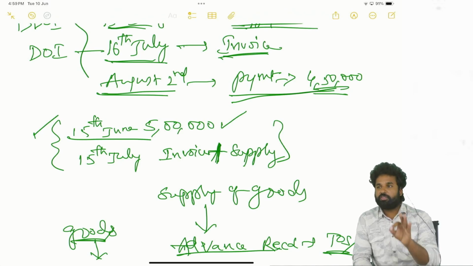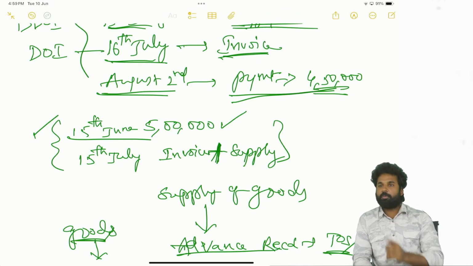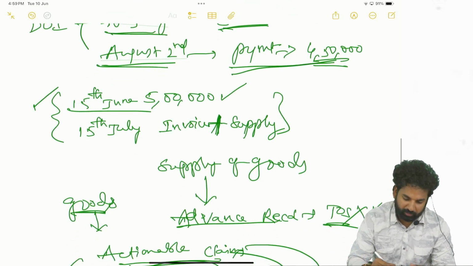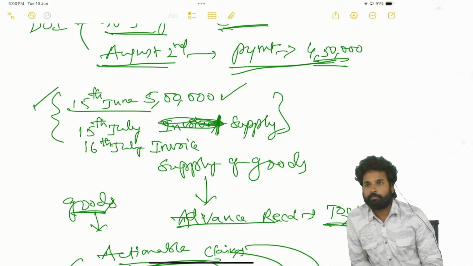Whenever it is a case of supply of goods, we need not consider payment date, except when the goods are specified actionable claims. Then you have to consider payment date. Other than that, you need not consider payment date. You got this? Right. So let's say the invoice is issued on 16th July. Supply is made on 15th July. Then what is the time of supply?